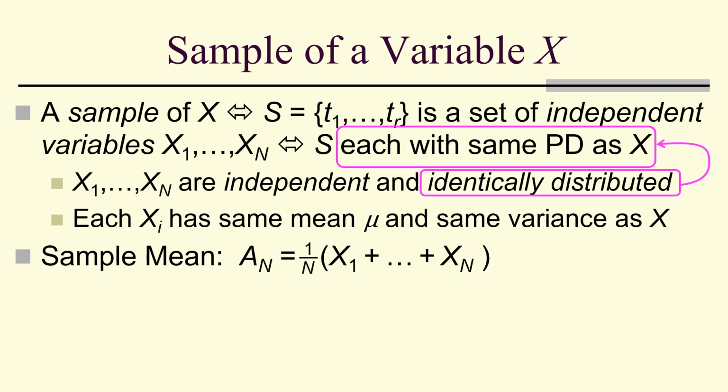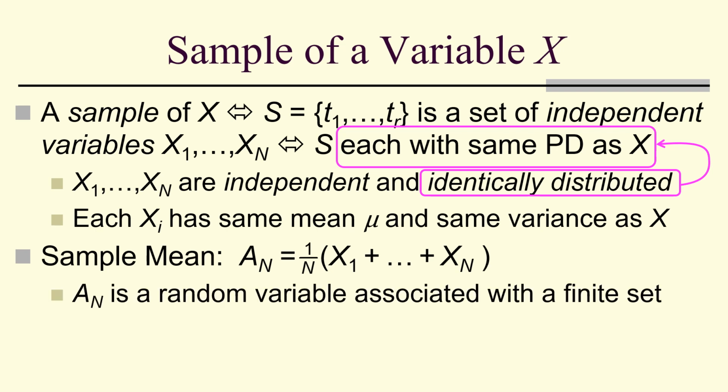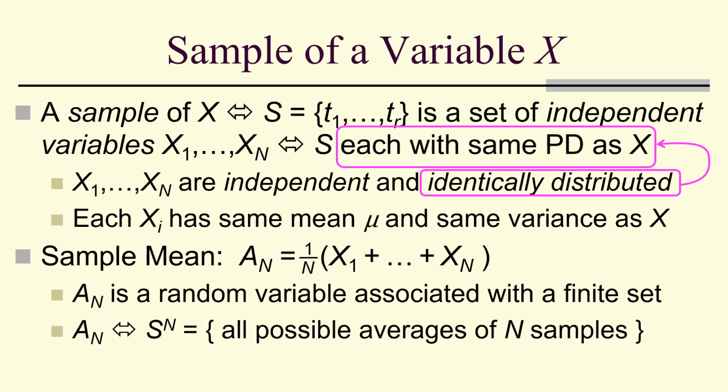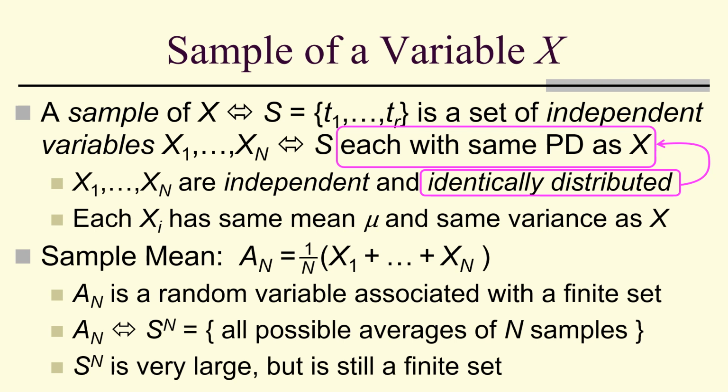So we've got an IID sample x1 to xn. Their average is called the sample mean. And notice it's also a random variable. It's also associated with a finite set. Each x has only finitely many things that it could be, and there's only finitely many of these xi's. So the sample space for An is all possible averages of n samples. It's very large, but it's still only a finite set.